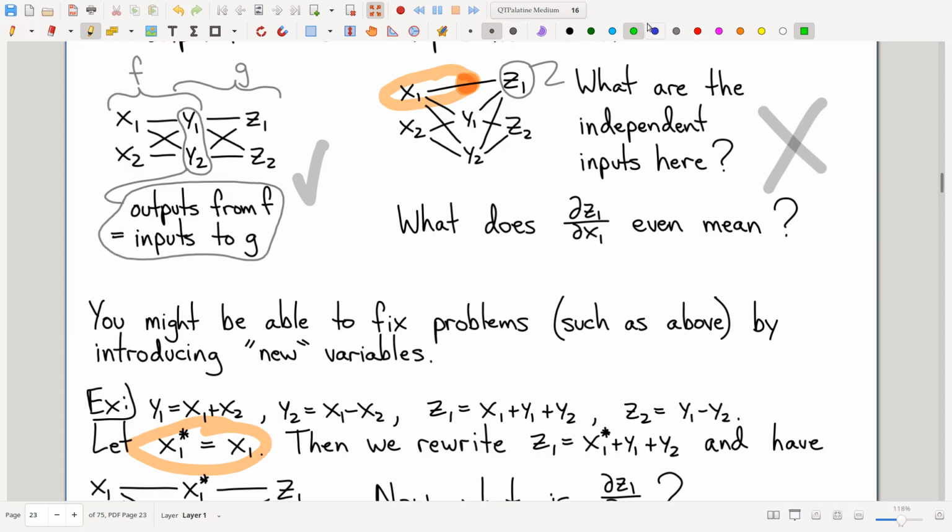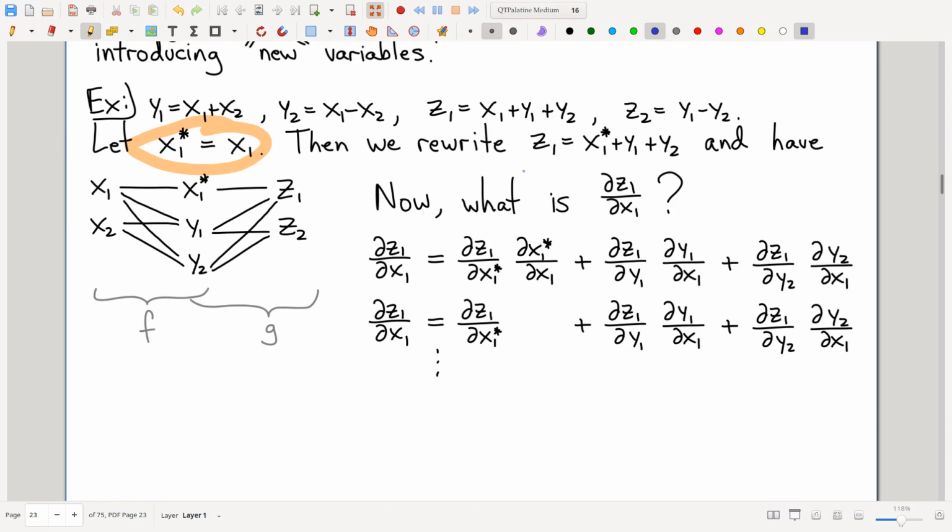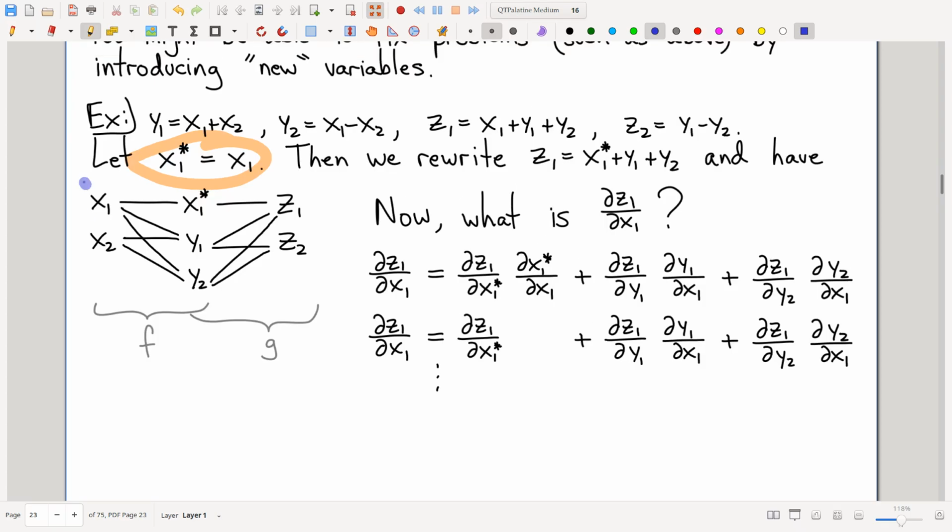notice we're all good. I have sort of a stage there and a stage there and a stage there, and I can now literally view these to those as the first function and these to those as the second function, and I now have a composition of functions, and we can do our regular chain rule, and everything's fine at this point. So here's what the diagram turns into right here. And you can see my new variable. I created this new variable x1 star, the formula for which is that it's literally x1.